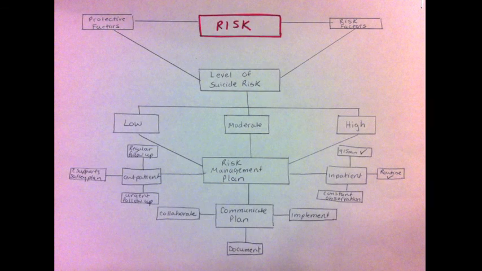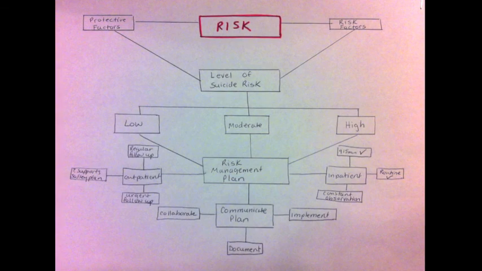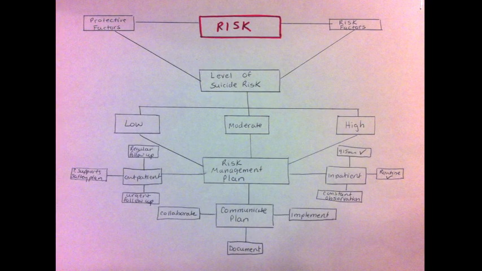Once you finish your interview with your client, you need to decide on what level of risk this client is at. As I said before, this is weighed against their protective factors and their risk factors. So you then need to deem the patient at either low, moderate, or high risk for suicide. Once you've deemed them at low, moderate, or high risk for suicide, the next step is to deem a risk management plan. And what this means is, where does the patient go next and what do we do?